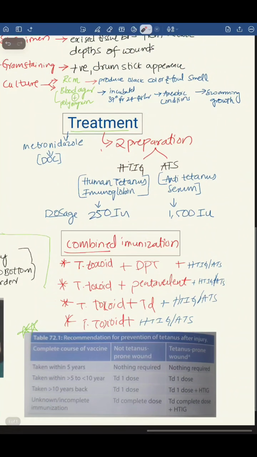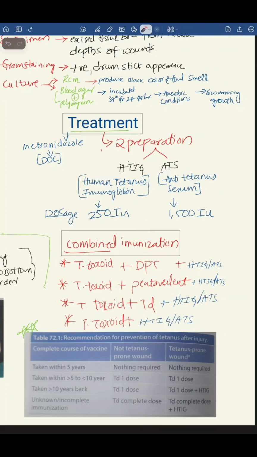See, if an injury occurs, is it tetanus prone or not? If it is not a tetanus-prone wound and you have taken the tetanus vaccine within the last 5 years, then nothing is required. In the case of a tetanus-prone wound, if you took the vaccine more than 5 years ago, or 10 years ago, you can take only one dose of TD, and after 10 years also one dose of TD. If the immunization schedule is unknown or incomplete, you can give the complete TD dose.